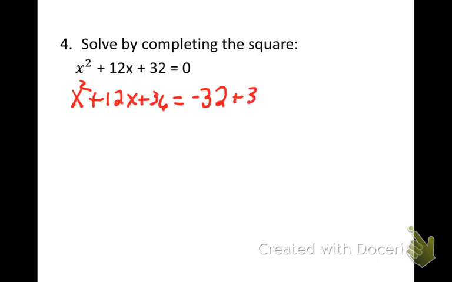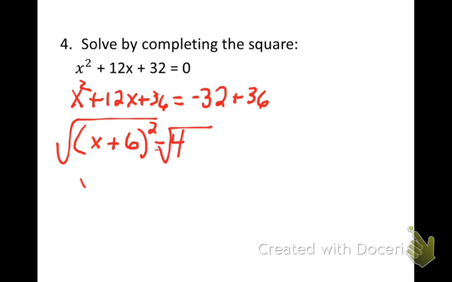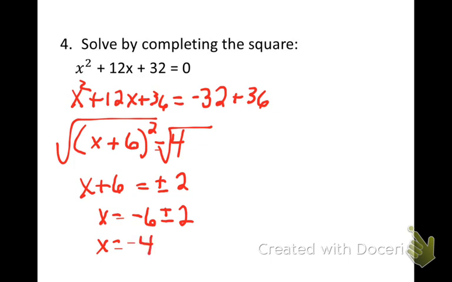Again, probably a good idea to write that step out. And I'm going to factor this because now it is a perfect square trinomial. Simplify this side, and this is what I get. So now I can take the square root of each side because I have a perfect square here. The square root of x plus 6 squared is x plus 6 equal plus or minus 2. Subtract 6 from each side, and I get negative 6 plus or minus 2. So I get x equals negative 6 plus 2 would be negative 4. Negative 6 minus 2 would be negative 8. So those would be my two answers there.